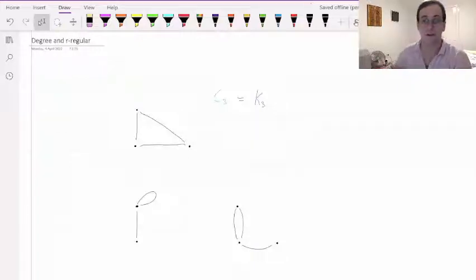Hello. Now, assuming you're already familiar with a simple graph, I'm going to talk about the degree of a vertex as well as an R-regular graph. The first example I'm going to give here is we're going to consider the complete graph on 3 vertices, which is also the cyclic graph on 3 vertices here.